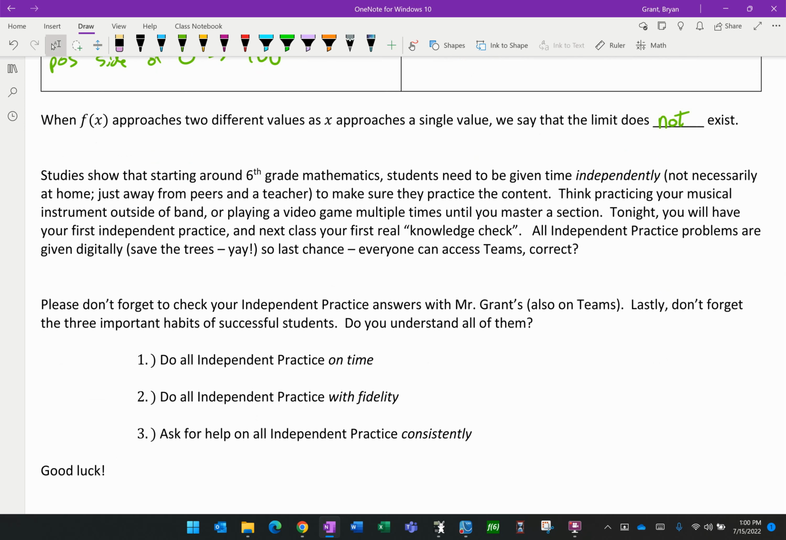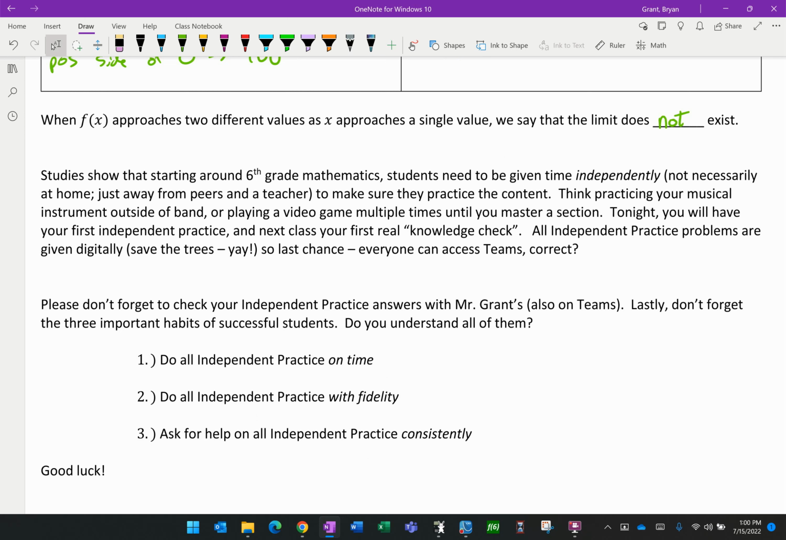However, studies show that starting around 6th grade or so, students need to be given time independently, and that doesn't mean at home, I don't call it homework, just away from peers and a teacher, could be in the hall, in your car, in the library, wherever, to make sure that they practice the content that they learned, not only for the day, but through the entire year.